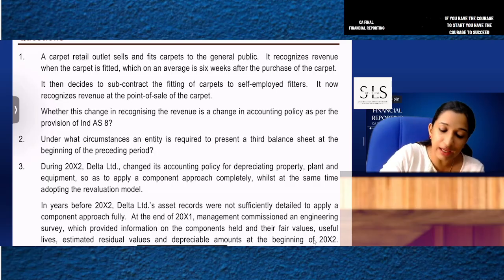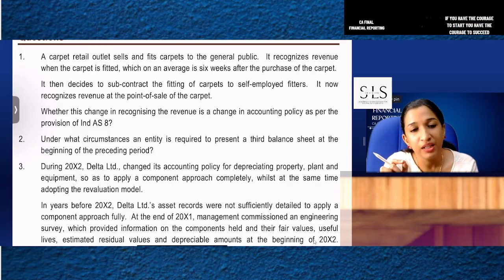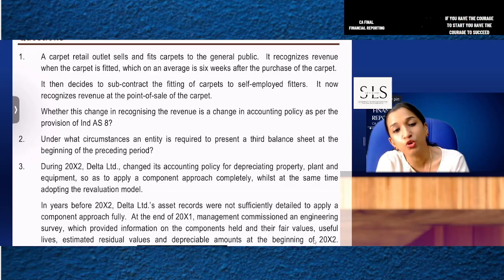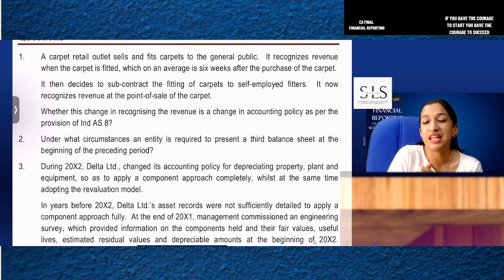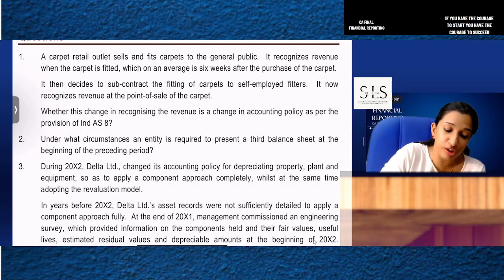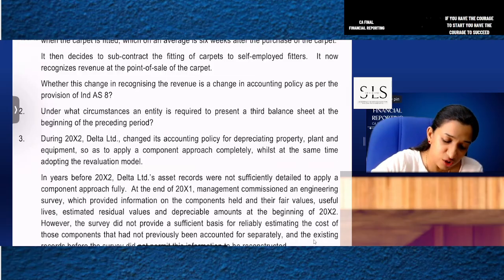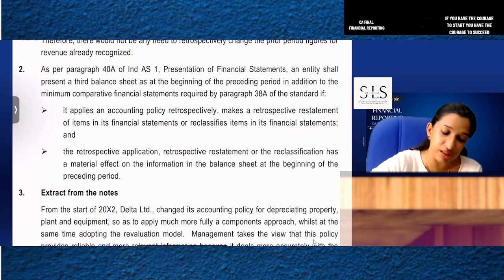It now recognizes revenue at the point of sale of the carpet. So earlier, you were fitting the carpet. Now you have outsourced to self-employed fitters, and now you recognize revenue at the point of sale. Whether the change in recognizing the revenue is a change in accounting policy as per the provisions of Ind AS 8. What do you think? No. Why is it not? Let's read the answer. What is given?